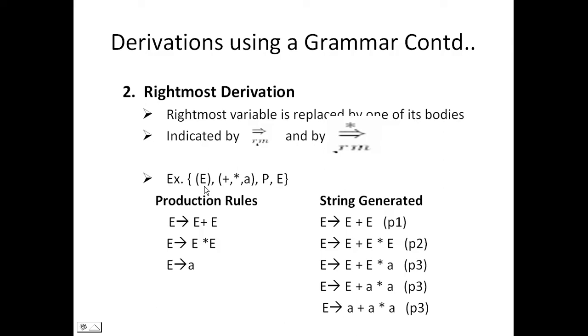Now consider the example. So same example, same grammar as we have used for leftmost derivation. So E is the variable, plus, star, A are the symbols, P is the set of production rules, and E is the start symbol.